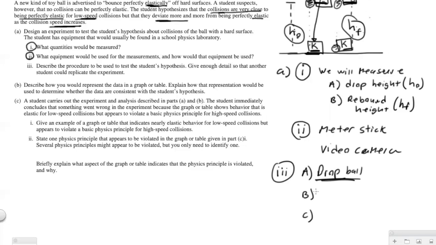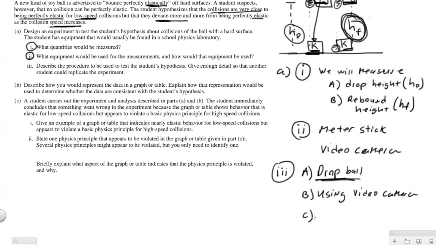Second step, using video camera, record the bounce or rebound height of the ball for each trial. So record H final, HF, using the video camera.